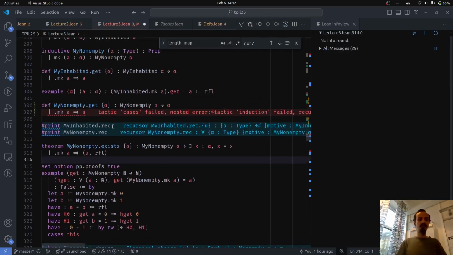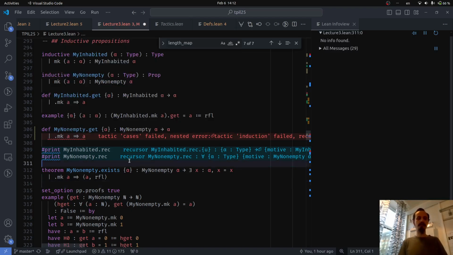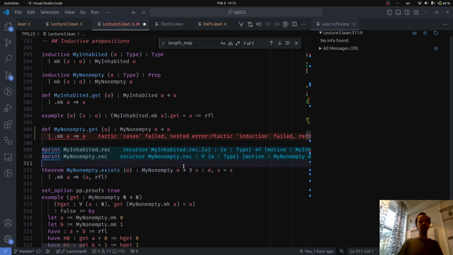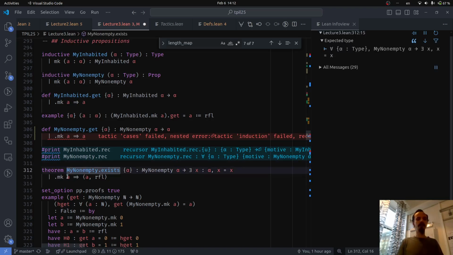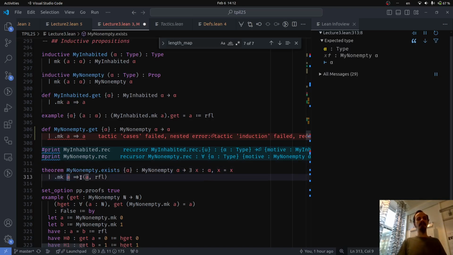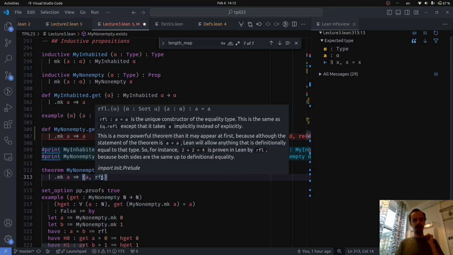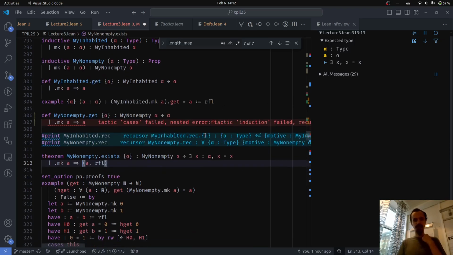However, I can write basically the same thing, but to prove a theorem instead of a definition. So if I wanted to prove, for instance, that there exists an element of alpha which is equal to itself, then I can do so by doing this pattern match, and everything works. So here, I have to prove that there exists an X, and I have an A of type alpha. So I just give it the alpha, and then this is a proof that A is equal to A.